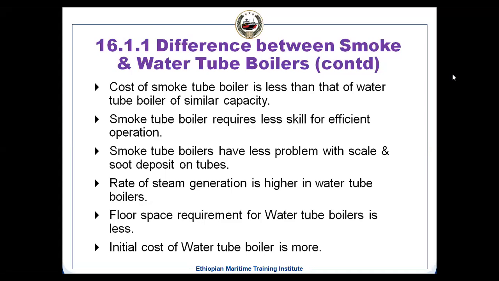The rate of steam generation in a water tube boiler obviously is much higher because it has a larger number of smaller size tubes inside which there is water. The floor space requirement for water tube boilers is less. That means in the engine room, as we talked about earlier, the amount of space you require if you are installing a water tube boiler is much lesser.